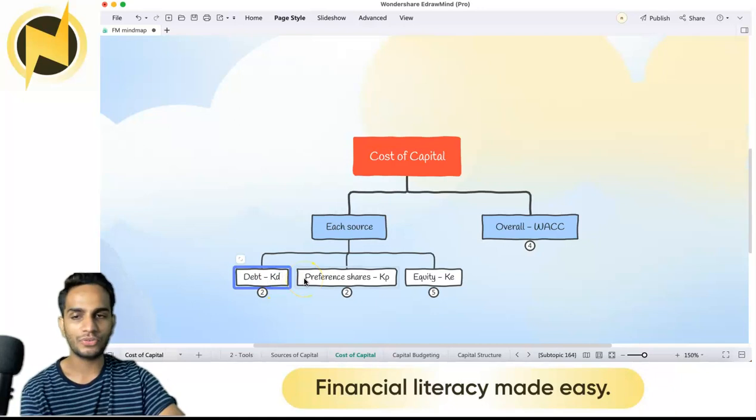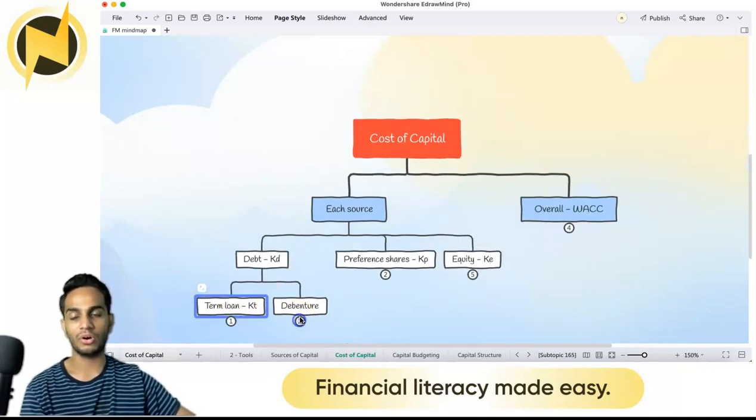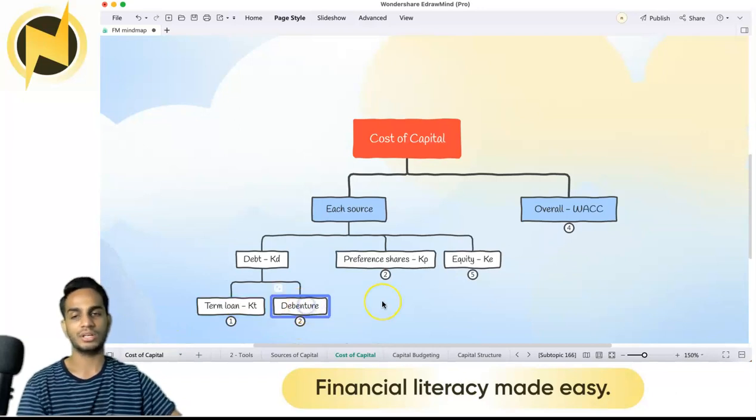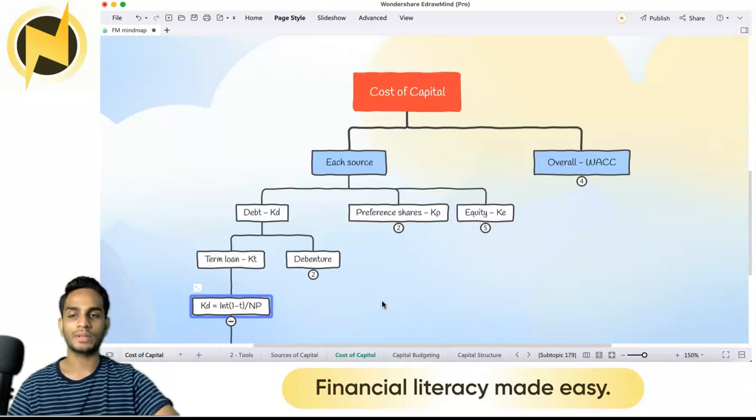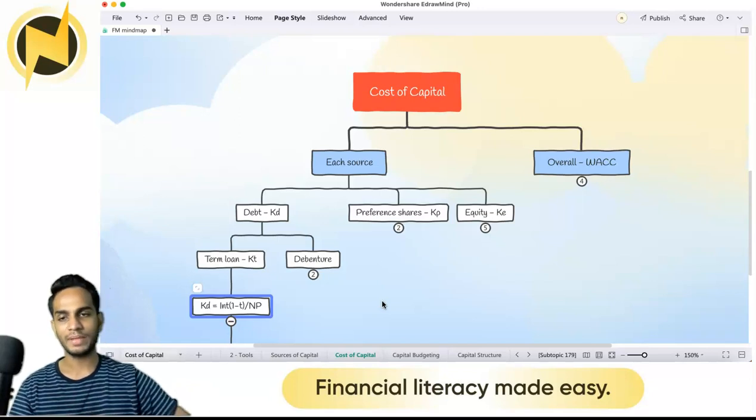So KD, how do you find cost of debt? The first thing you need to check is whether the debt is a term loan or a debenture. Is it a loan or a debenture? If it's a loan, what should be in the numerator? Cost should be in the numerator. As a company, we took a loan. What will be our cost? Interest. So our numerator will be interest.